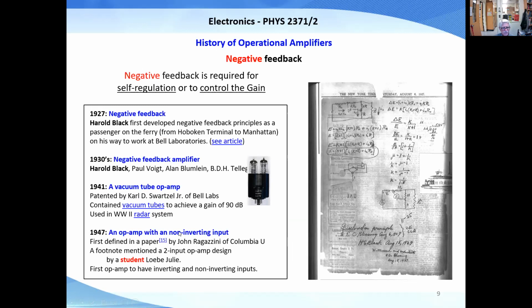And then they realized that, wow, you could have a non-inverting input. See, negative feedback means you want to put something negative back into it, but sometimes you want a non-inverting input, and even two inputs. And we'll get to that. But it was a footnote in a paper. There's a footnote that a student came up with the idea of having a 2-input op-amp, and that's what we have nowadays. Okay, so this led to the first op-amp to have inverting and non-inverting inputs for an amplifier.